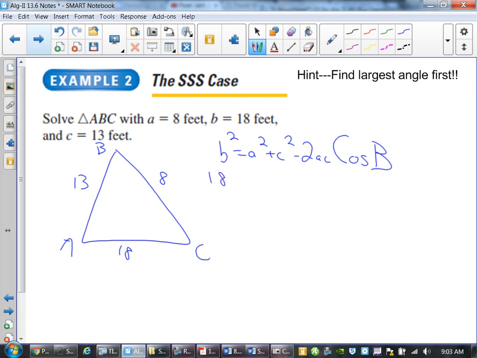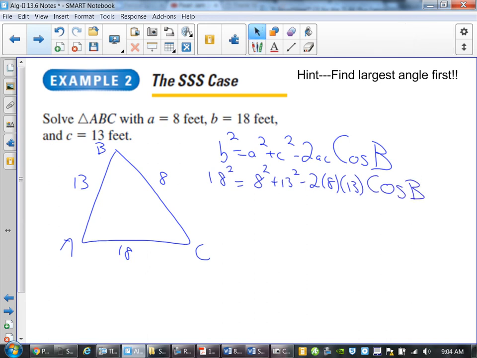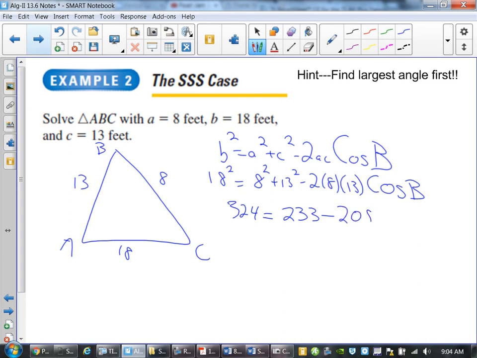Let's see, we get 18 squared is 8 squared plus 13 squared minus 2 times 8 times 13 cosine B. When I have to solve for the angle, I want to take a second and figure out each chunk. So I'm going to do 18 squared, 324. Equals. Well, the next thing that I can add together is these two, because this is multiplying. So I'm going to write down 8 squared plus 13 squared, 233. Minus 2 times 8 times 13. Think of this as 324 equals 233 minus 208 times something.